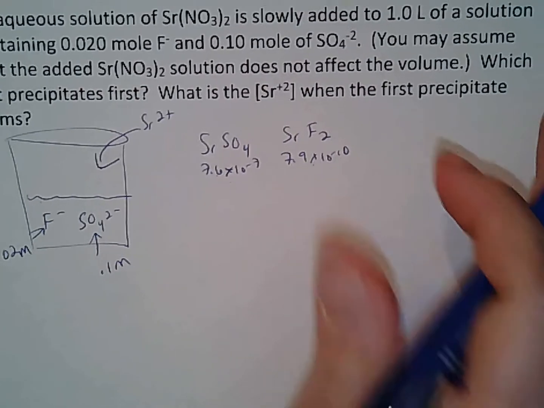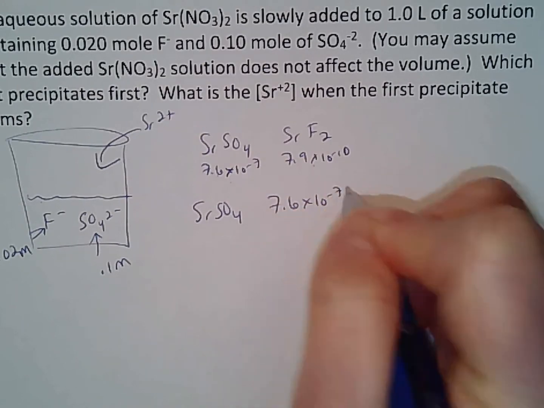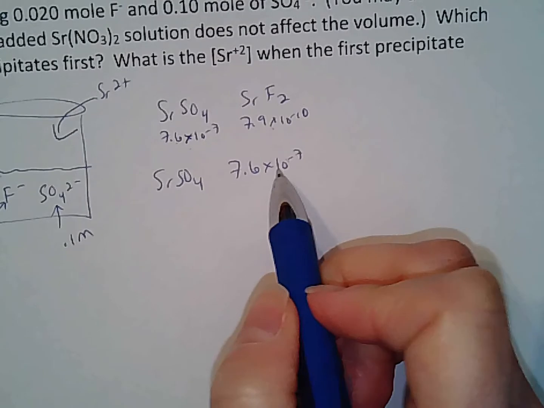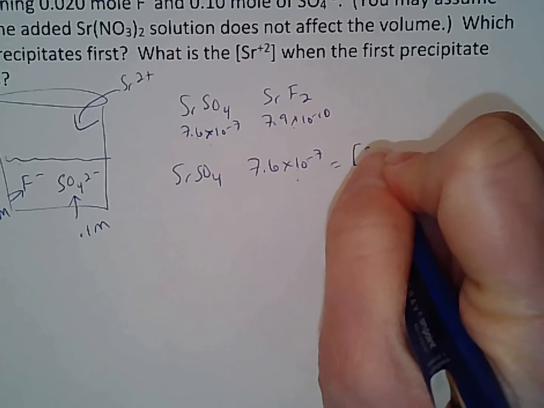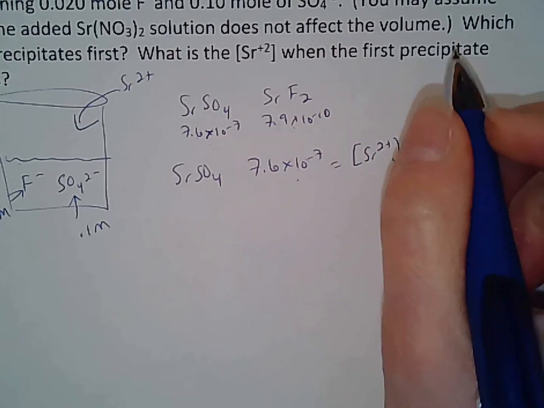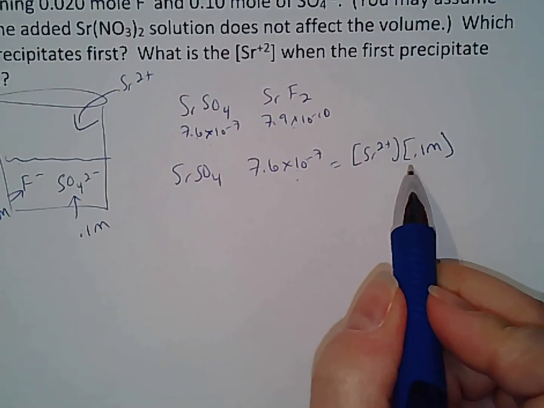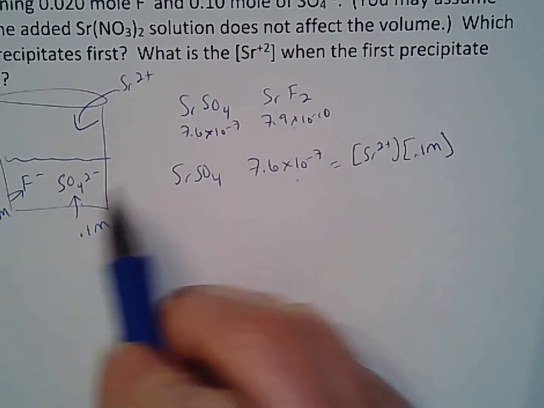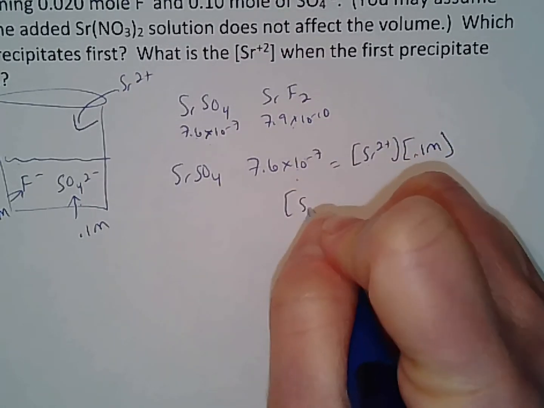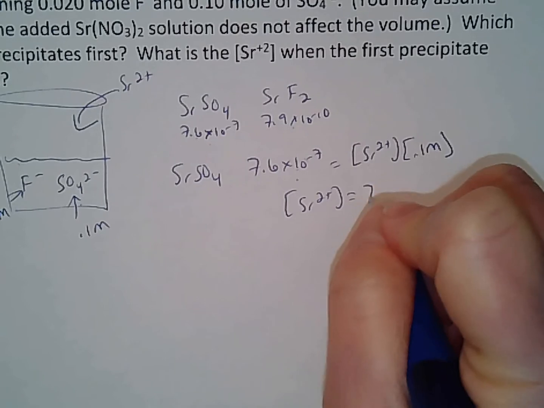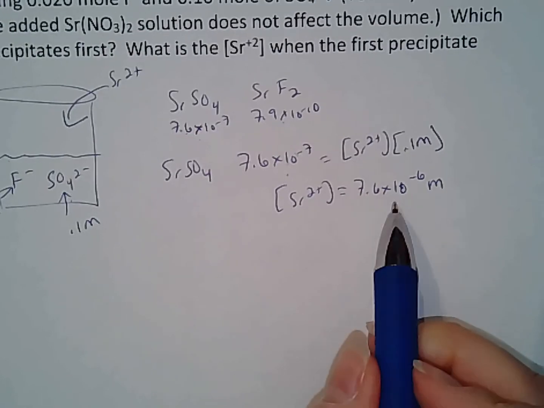So strontium sulfate, I know 7.6 times 10 to the -7th is essentially my threshold. So I have to hit that number when I multiply the two ions in order to see if I get a precipitate. So strontium, how much do I need if I have 0.1 molar of my sulfate? Again, that is the concentration of that anion. So I want to know how much strontium I need in order to make that precipitate. So easy math, strontium is going to be equal to 7.6 times 10 to the -6 molarity. Okay. So once I hit that, I will then start to make strontium sulfate.